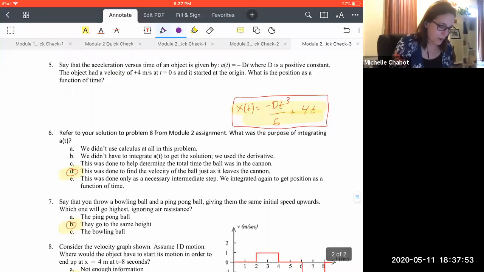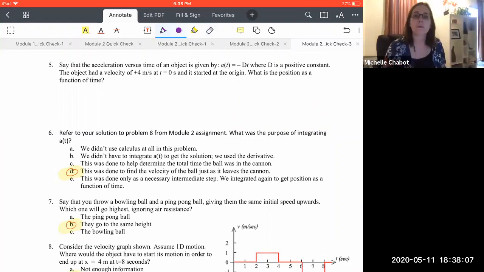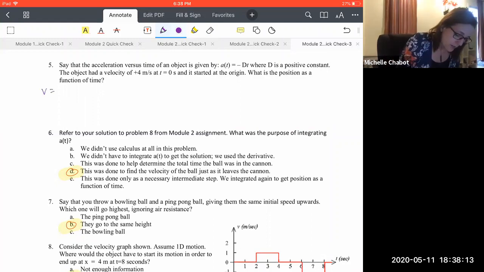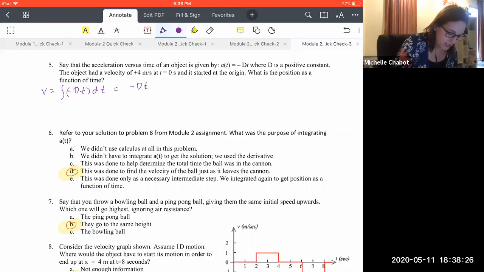All right, so for number 5, say the acceleration versus time is given by this function, and it's a function of time, so we know we have to use calculus. I'm going to go ahead and erase the answer so that I have space to work. And I want to write the position as a function of time. I just have to integrate twice and be careful about my initial conditions. So I know that my velocity will be equal to the integral of my acceleration, so negative D t dt, negative capital D t. And so that's going to equal negative D t squared over 2, just integrating that term. And it's an indefinite integral, so plus C.